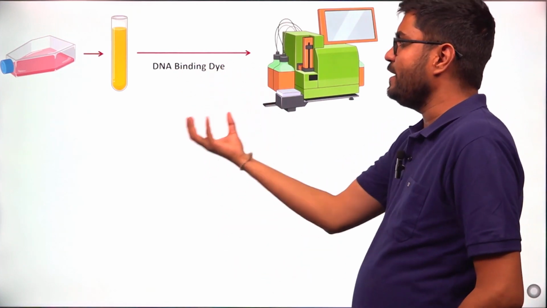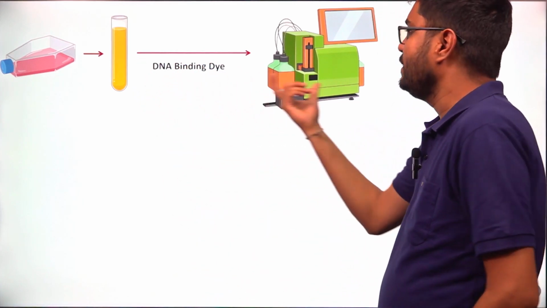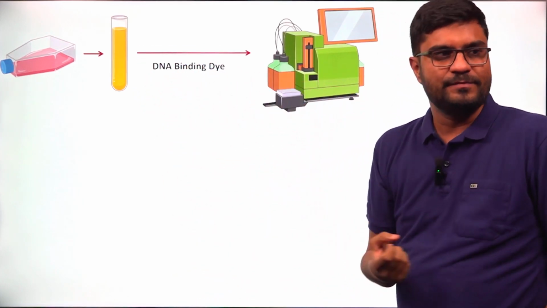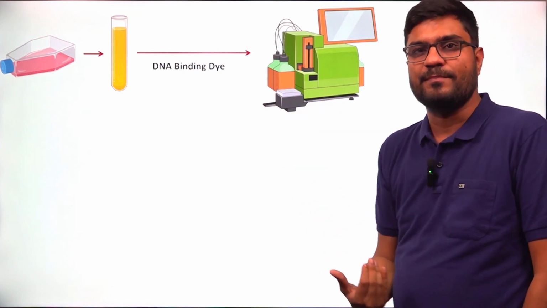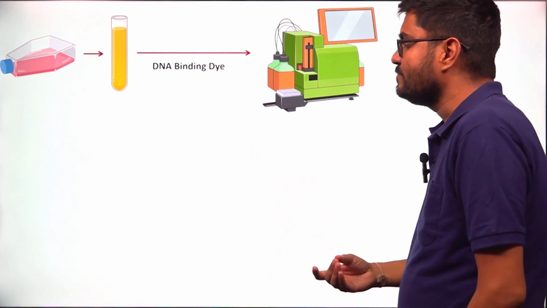and after incubating the cells with the DNA binding dye, I put the tube into our flow cytometer, and then the flow cytometer will give us some kind of graph, some kind of analysis. Now what is that kind?